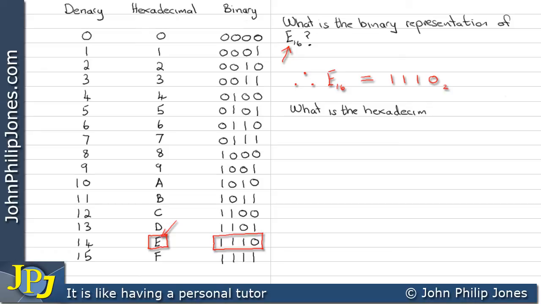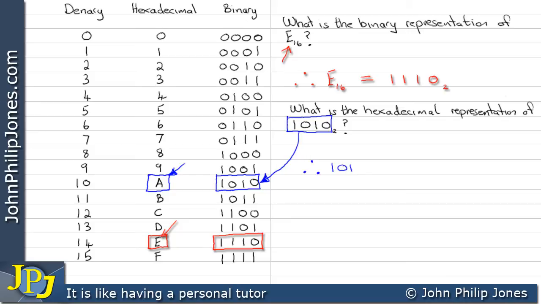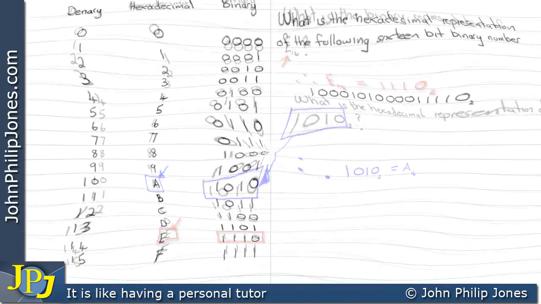What is the hexadecimal representation of the following binary number? Well, there's the number. We look for its position in the table and we can see it's A. Therefore the binary number is the same as A, which we know is 10.